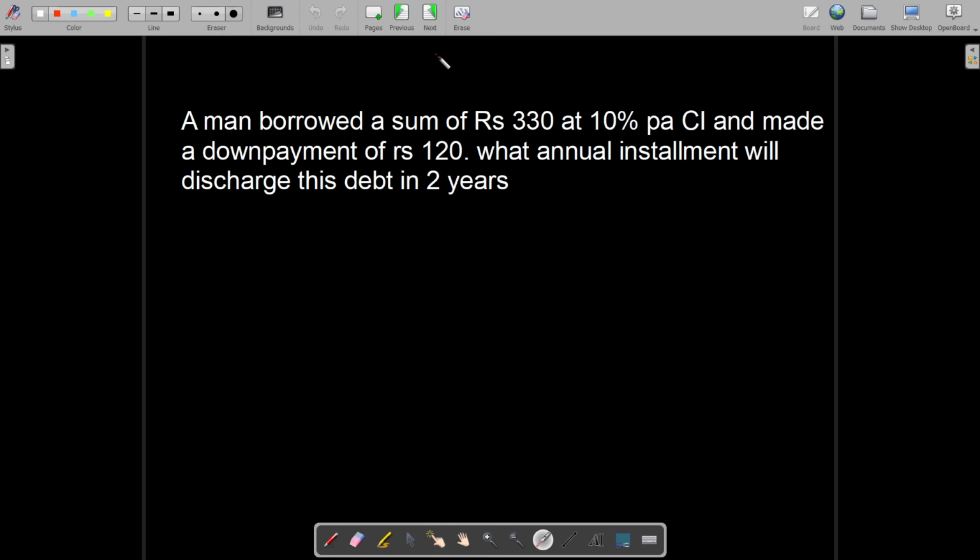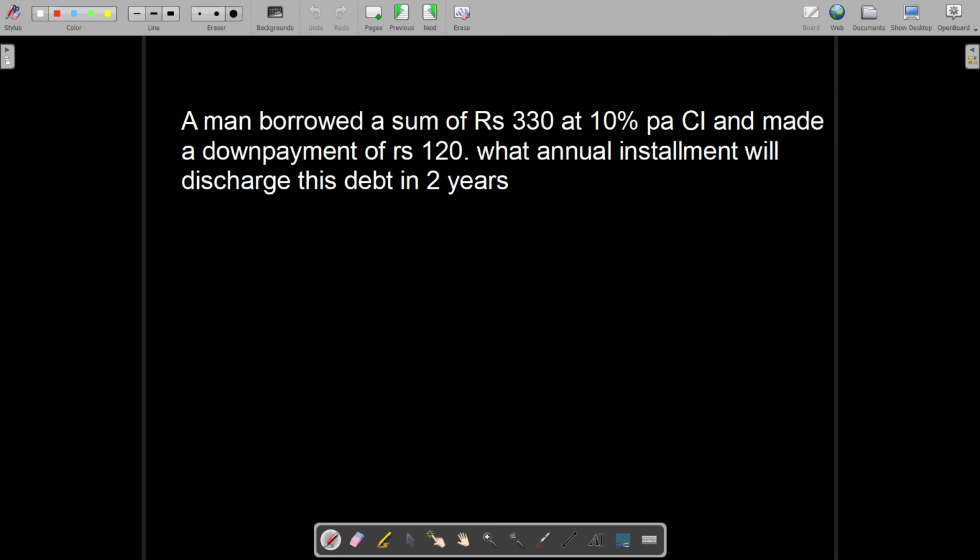Moving on to the next topic: down payment. A man borrowed a sum of rupees 330 at 10% per annum CI and made a down payment of rupees 120. What annual installment will discharge this debt in 2 years?